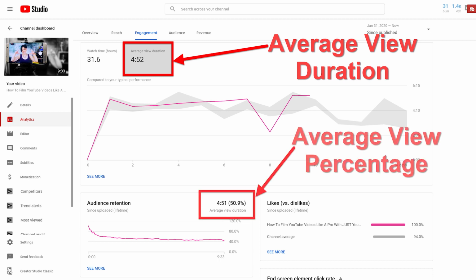The second is average view percentage, or AVP. This is, on average, what's the percentage of the video that's being watched. Now, when it comes to the percentage, you definitely want it 50% or higher. The duration, the total number of minutes, that's going to help with your overall channel and the watch time and everything else. So both are very important.